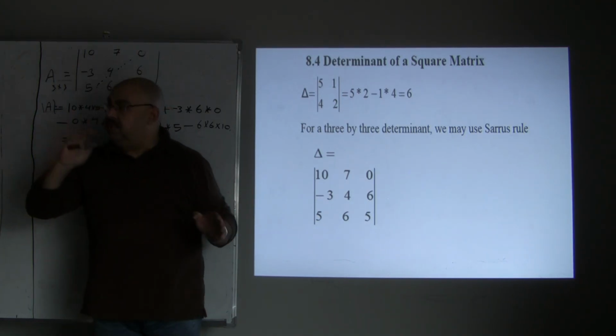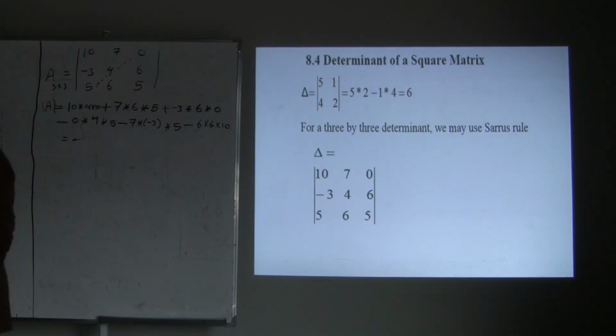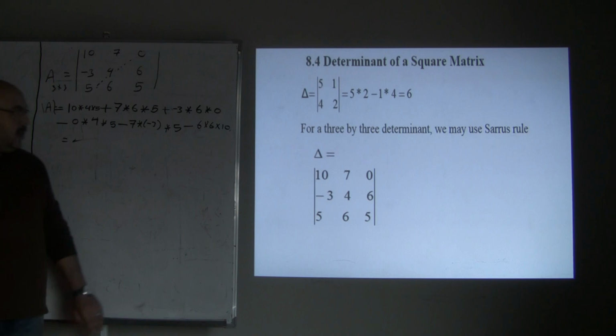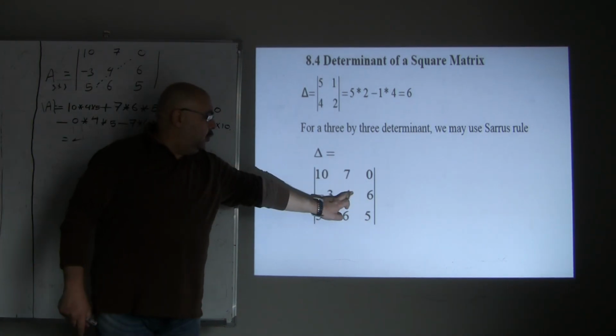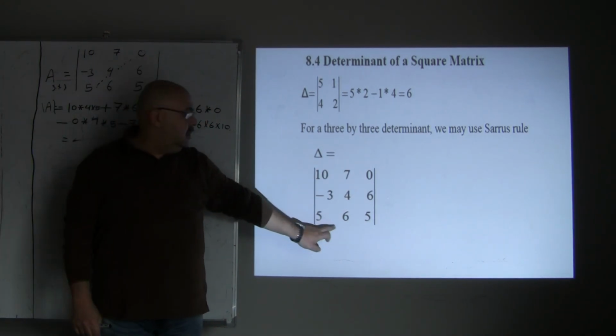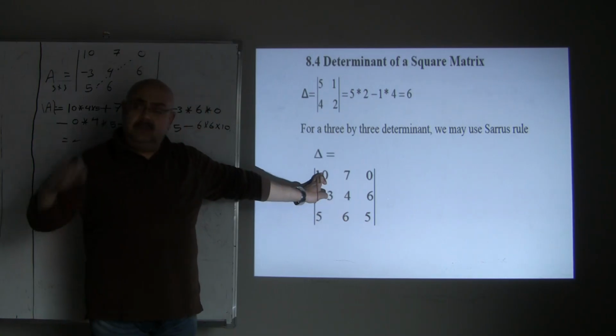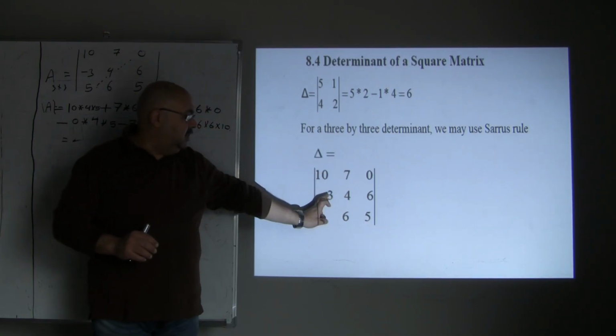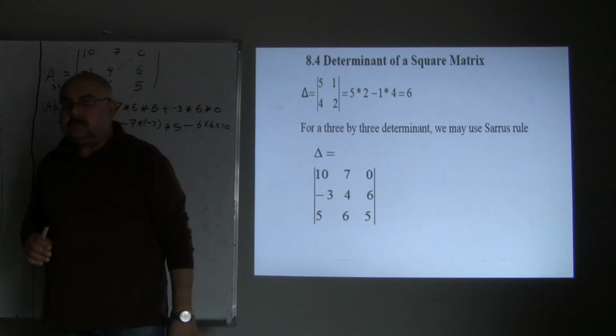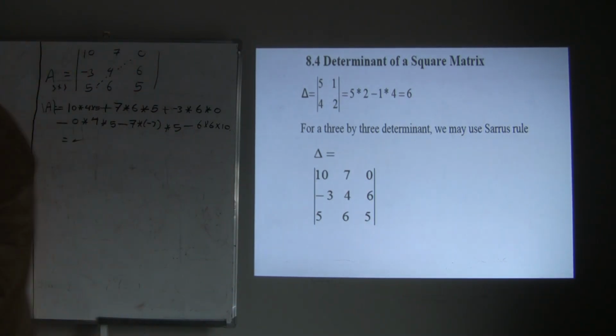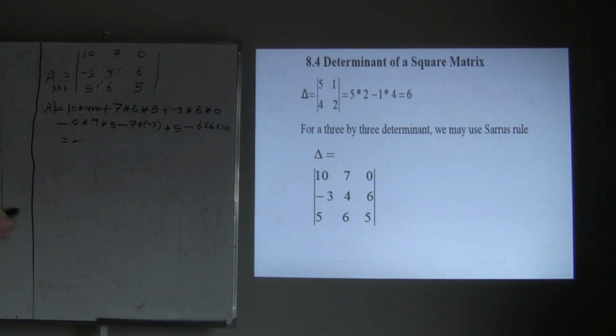Then I will do 3 units also, but using negative signs. Minus, I will go 0 times 4 times 5. Minus 6 times 6 times 10. Minus 7 times negative 3 times 5. I will be able to evaluate the value of this determinant.